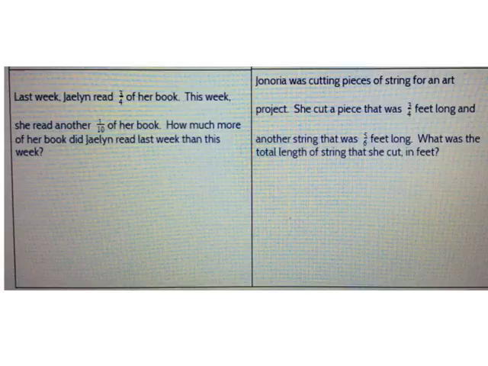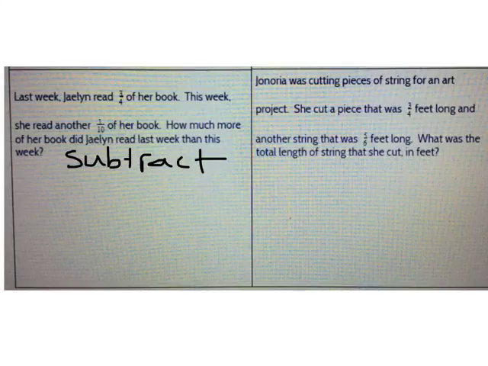Last week, Jalen read 3/4 of her book. This week, she read another 1/10 of her book. How much more of her book did Jalen read last week than this week? What kind of problem is this? This is a subtraction problem because I have to find the difference between two amounts. Go ahead and subtract 3/4 minus 1/10 now.